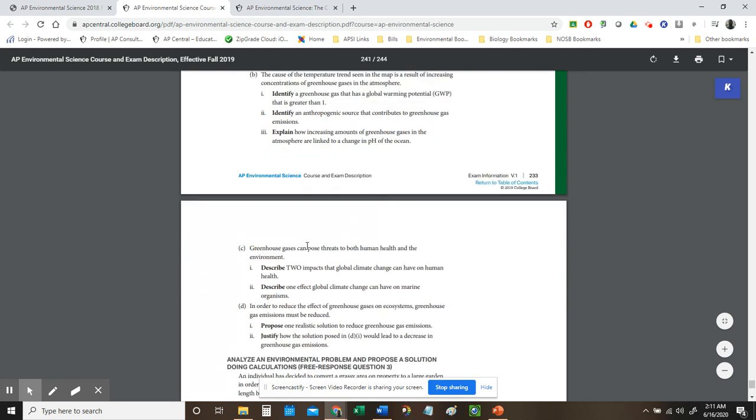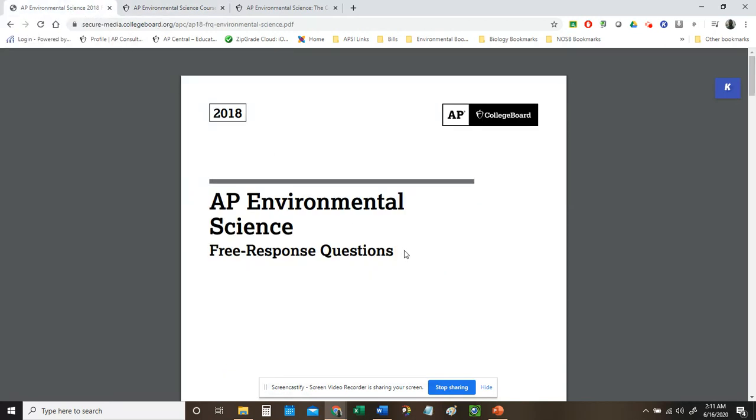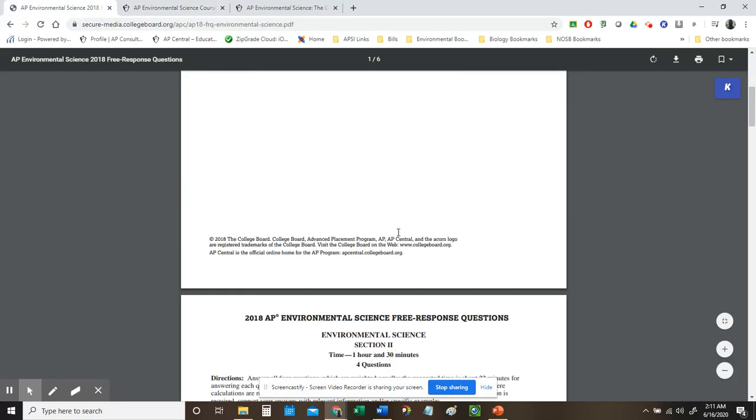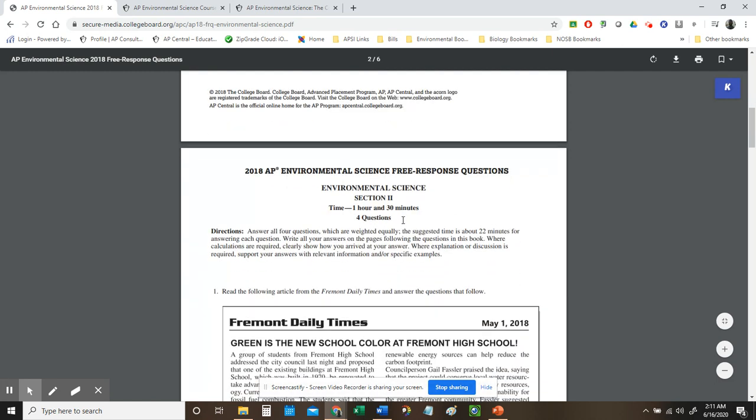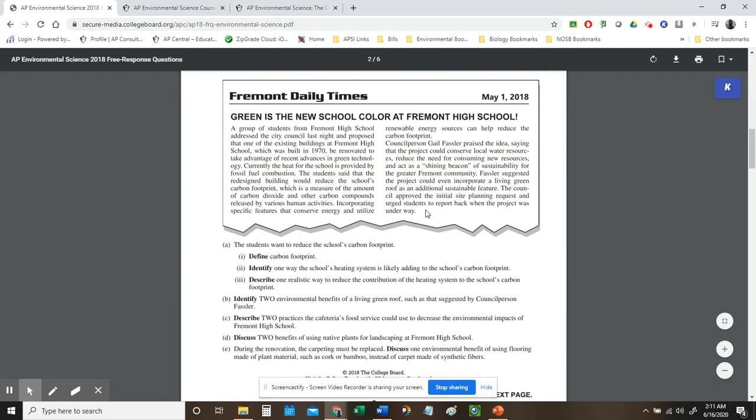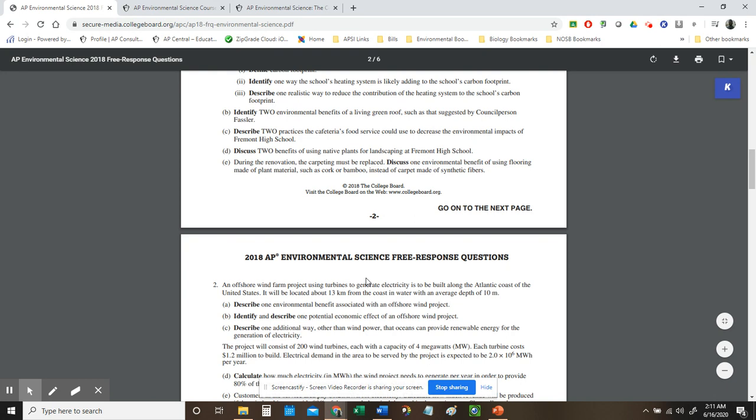And you're going to see that a lot of it is just describe and kind of recall information, but there is going to be that propose and justify. So we do have some history with this in the APES exam. If you look at 2018, this is a couple of years ago before the CED changes. So this is no longer part of the exam. There will no longer be a Fremont question, a question with the article, and then questions following that.